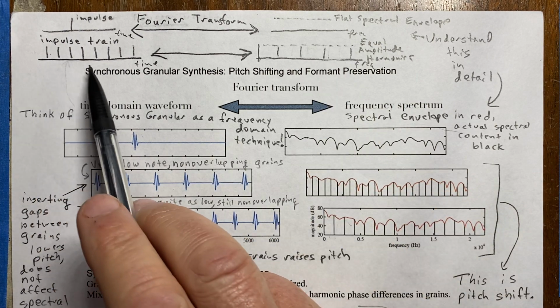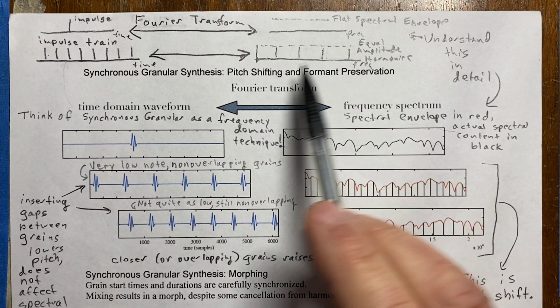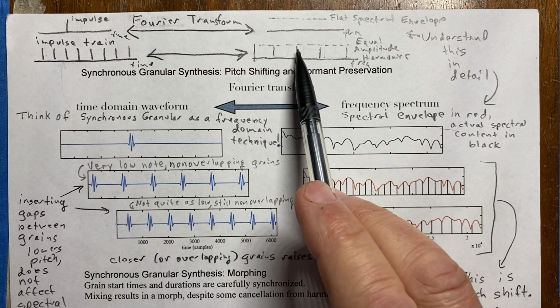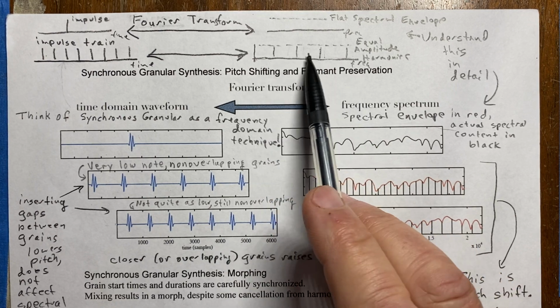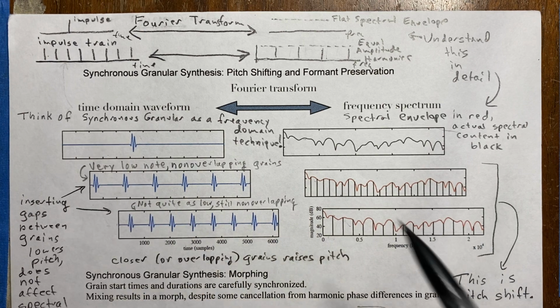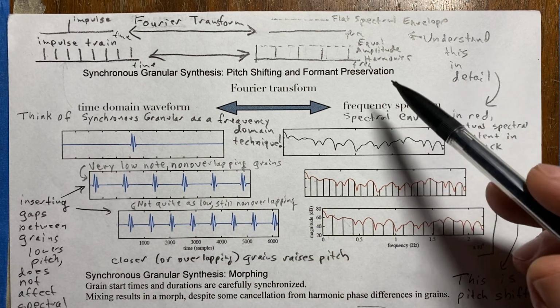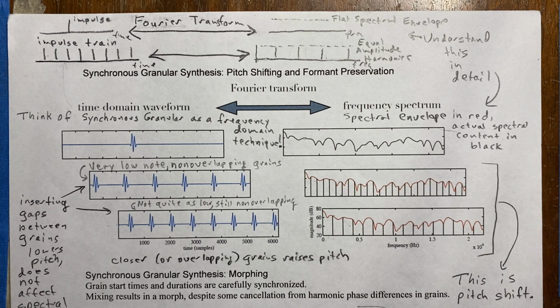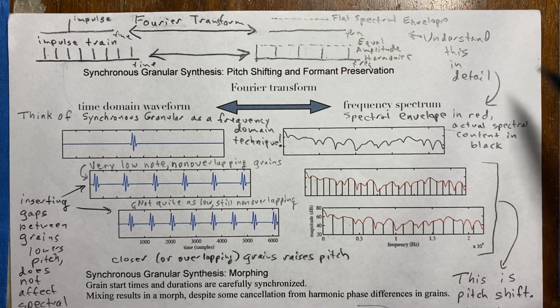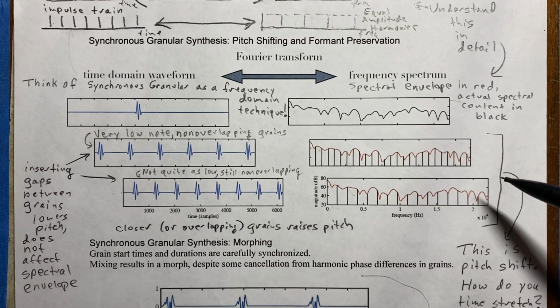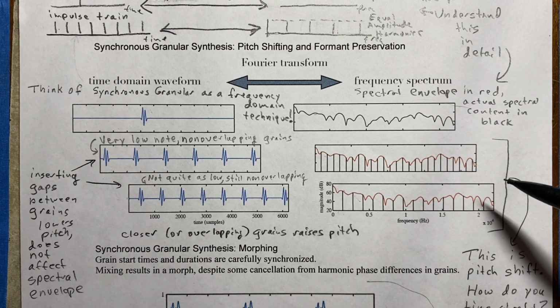And if you have an impulse train, you also have a flat spectrum, but you only have certain frequencies present. What are those frequencies? Well, they depend on the repetition rate of the impulse train, right? Think about that. These are things you already know, but it's very important for understanding this next part.